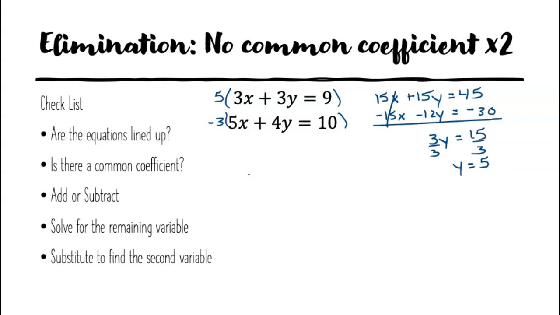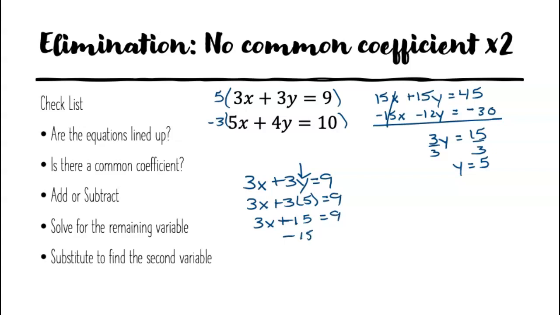Does it matter which one? Nope. I'm just going to use the first one. It says 3x plus 3y equals 9. I know y, so I'm going to plug it in. So 3x plus 3 times 5 equals 9. That would be 3x plus 15 equals 9. I'm going to subtract that 15 from both sides. Now 3x is going to equal negative 6.